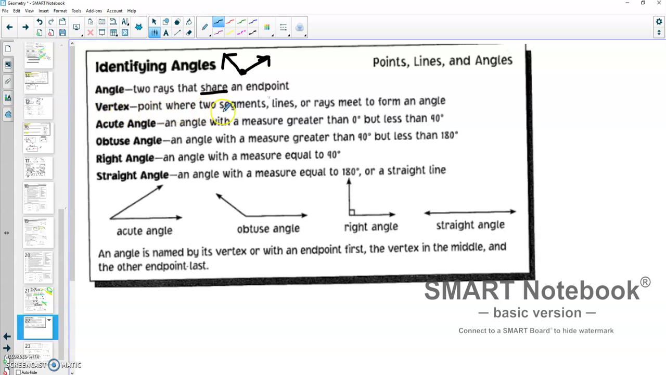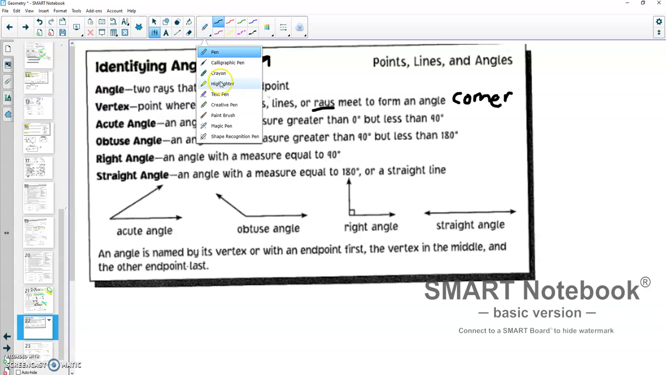Vertex. Point where two segments, lines, or rays meet to form an angle. If you want to think of it as a corner, you can. It's wherever two segments, lines, or rays meet. Now, most of the time, it'll just be the rays that meet. So looking over here at our example, where is the vertex? Right there. Okay, that's a vertex. That's where the two rays meet.